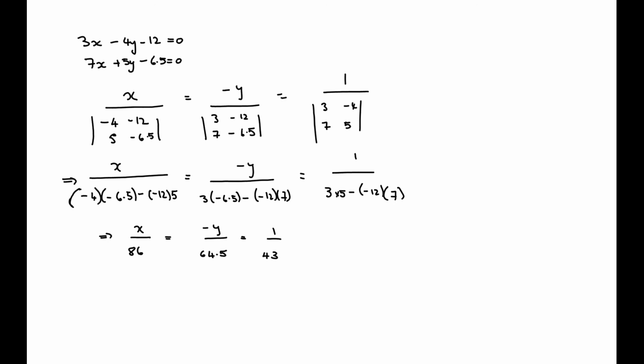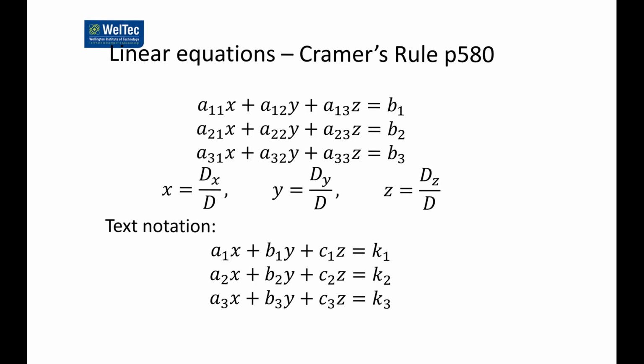And then we can do X over 86 equals 1 over 43. So X is equal to 2. And -y over 64.5 equals 1 over 43. So that gives us y equals -1.5. Slightly different version there. It makes no odds. It's just different letters. Doesn't make any difference.